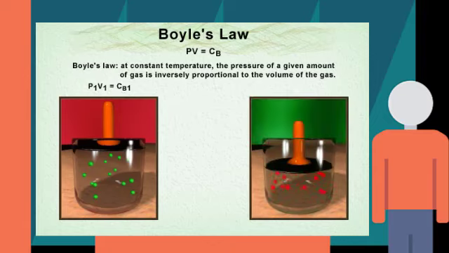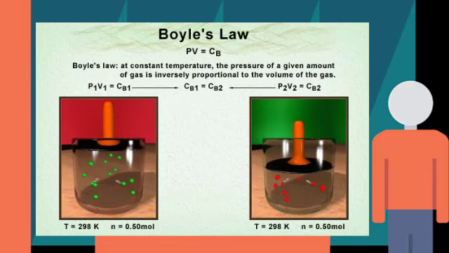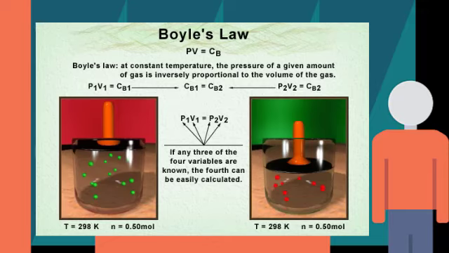Now let's assume you have a different pressure and volume, but the temperature and the number of moles remain the same. This new set of data can be written P2 times V2 equals a constant C subscript B2. Because both sets of data were collected at the same temperature and have the same number of moles, constant 1 and constant 2 are equal. As a result of the constants being equal, P1 times V1 must equal P2 times V2. If any 3 of these variables are known, the fourth can easily be calculated.